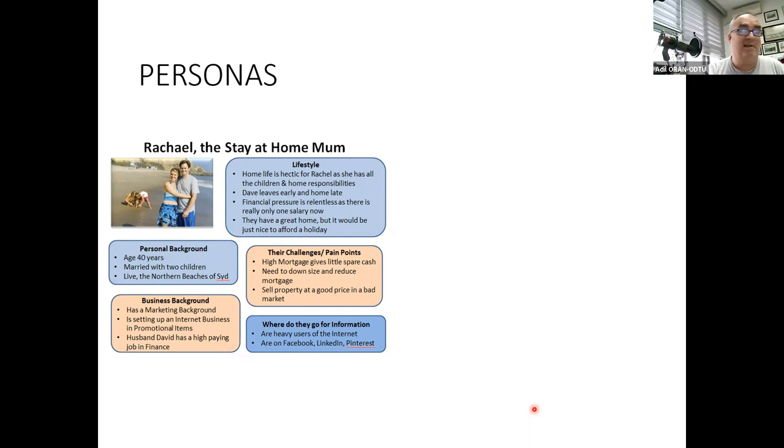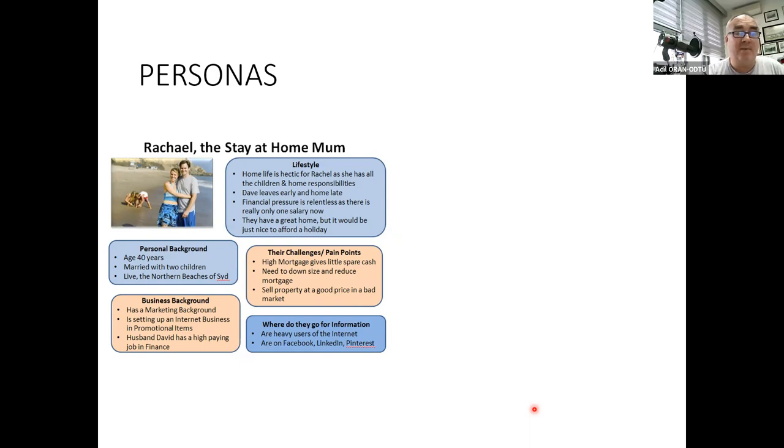High mortgage gives little spare cash, so they don't have a lot of budget to spend. Need to downsize and reduce the mortgage, especially if their children are going to be leaving the house and so on. Sell the property at a good price in a bad market. How can they do this? Could you potentially help out with this? It might be a good opportunity.